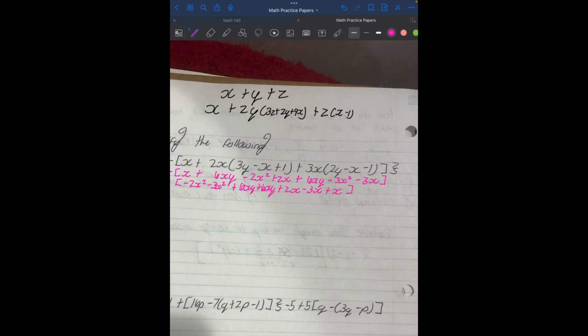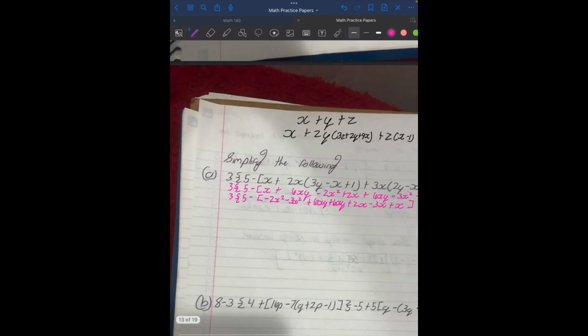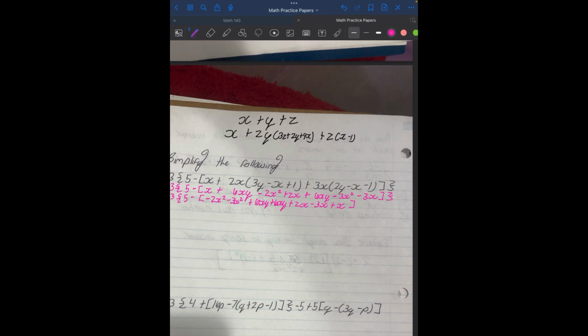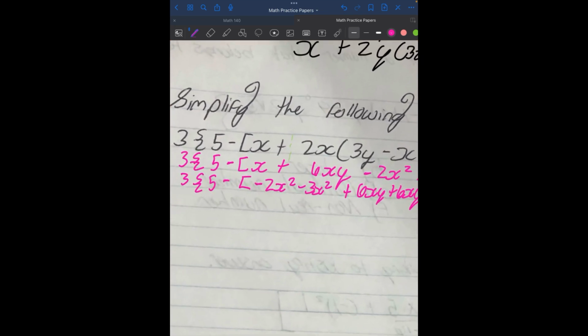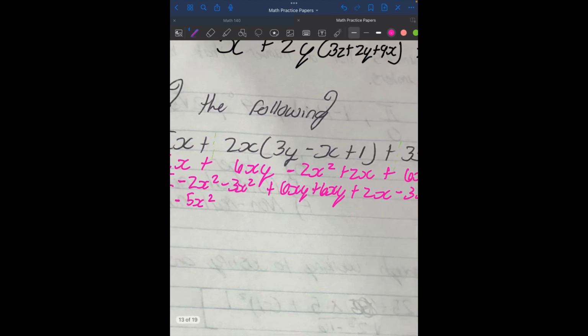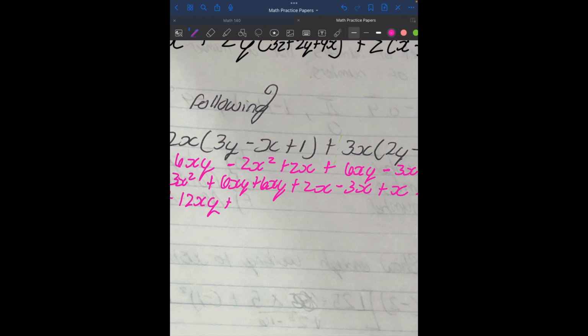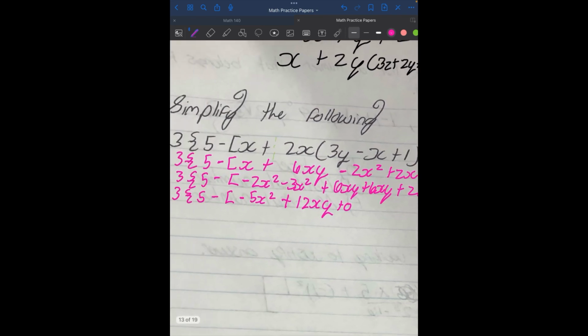Okay, close bracket. Now, don't forget the 3, 5. And then we've got to close this. So 3, 5 minus negative 2x squared minus 3x squared is negative 5x squared. 6xy plus 6xy is 12xy. 2x minus 3x is negative x, and then negative x plus x is 0. And then boom.